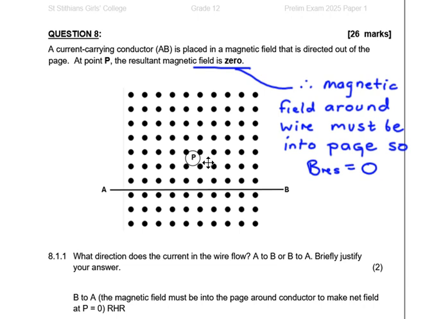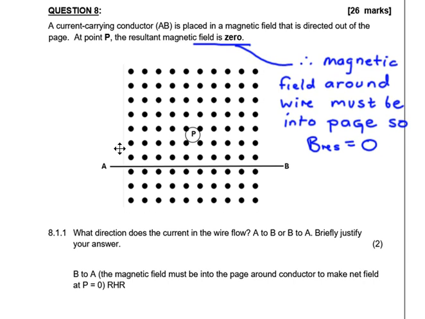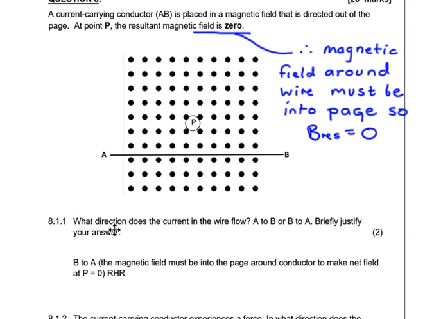So we're going to use our right-hand rule, and remember our fingers are the direction of the magnetic field. So we need to point our fingers into the page and then look at our thumb. Our thumb is pointing in the direction of the conventional current, which is from B to A. And so what direction does the current in the wire flow? It's from B to A. Briefly justify your answer. It's because the magnetic field must be into the page to make the net field at P equal to 0. And I use the right-hand rule.